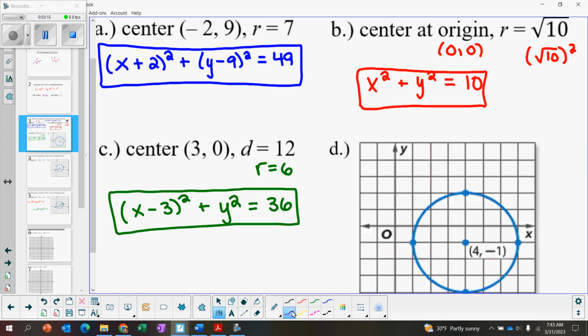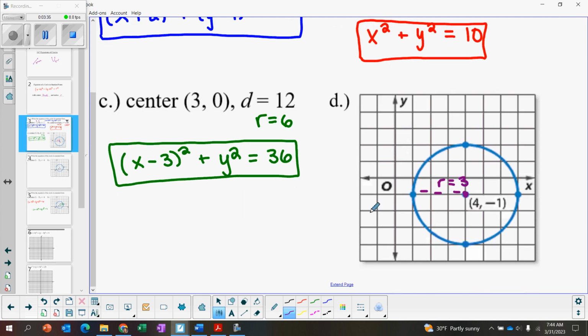The last one here gives it to me as a picture. They have identified the center for me as (4, negative 1). If I count in a direction, either left, right, up, or down, that'll tell me the radius. In this problem, we have a radius of 3. So I'm going to write it over here: x minus 4 squared, and that's a negative 1, so it's y plus 1 squared equals 3 squared, which is 9.